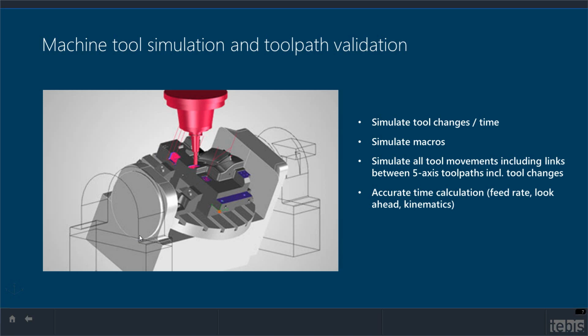And then, the third part of our virtual machine technology would be the machine tool simulation and the toolpath validation, where we simulate not only the toolpaths, as you would expect, but also all of the macros on the machine, such as your tool changes, machine head changes, etc. And really important for us is that we can simulate all the connecting movements between the end of one toolpath and the start of another. Now, with all of these things, we can also build in things like the look ahead on the controller, what your rapid rates are, etc., and build all of these into the virtual machine. And what this does is give you accurate calculation of machine runtimes.